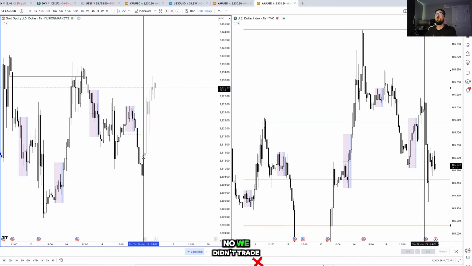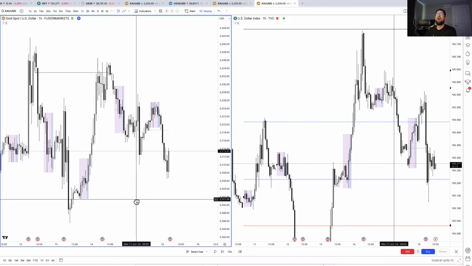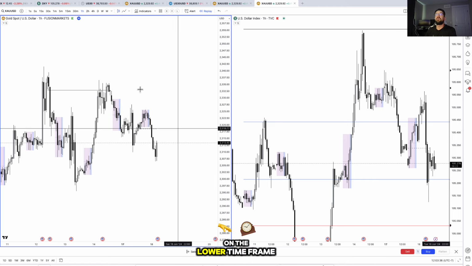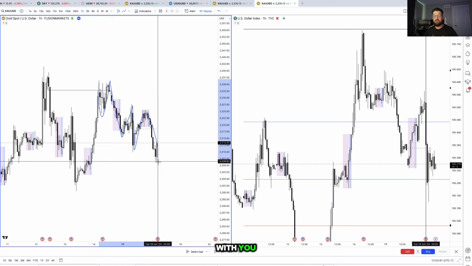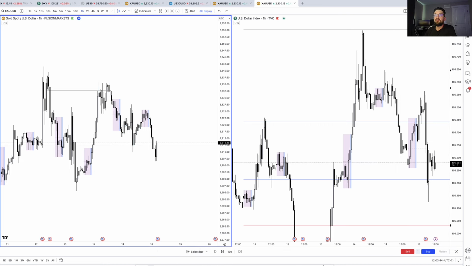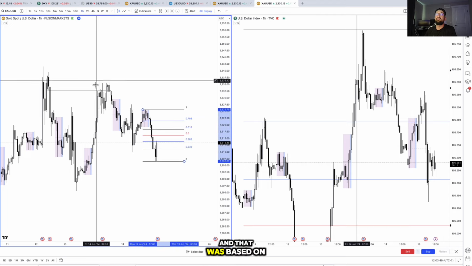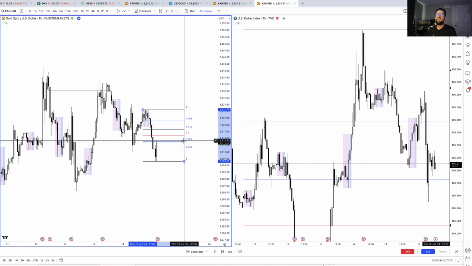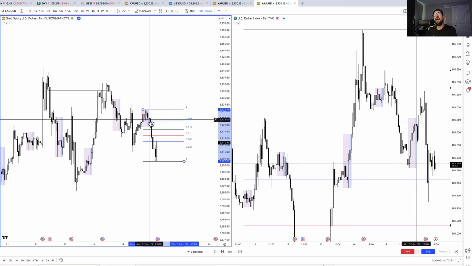Now, we didn't trade the news, so basically the news happened and we scaled in after. The first thing you're going to notice is order flow is respecting on the lower time frame. So, to be totally honest with you, my first bias was to sell above the 50 of this leg, and that was based on just looking at the rhythm we've created, that everything's been reacting above the 50. So for myself, if I could fill all this imbalance, and I guess more of the 618 in this case, I'd be looking for a sell.